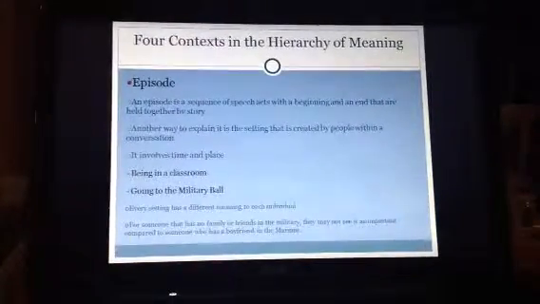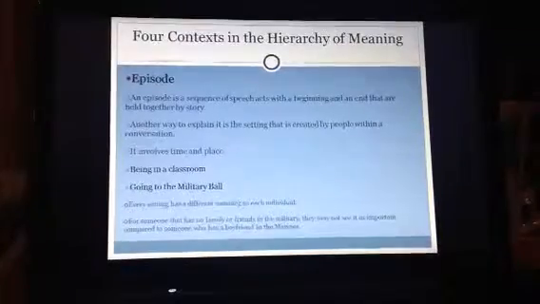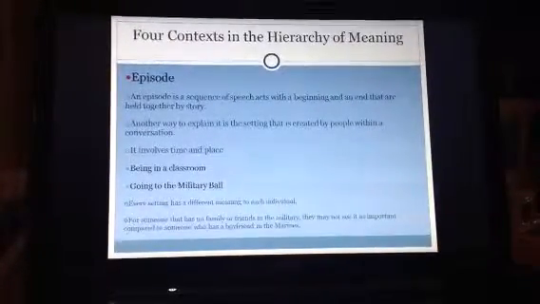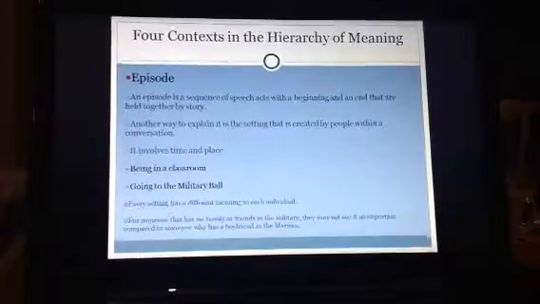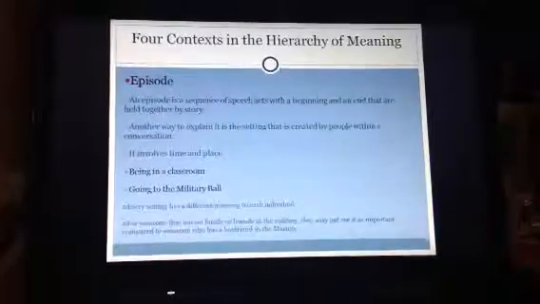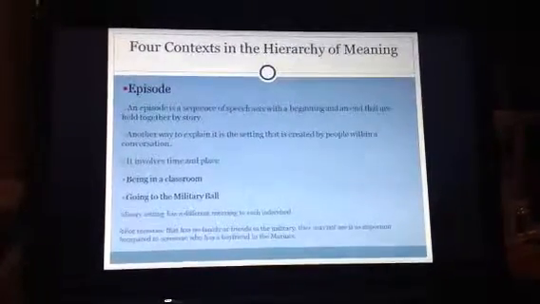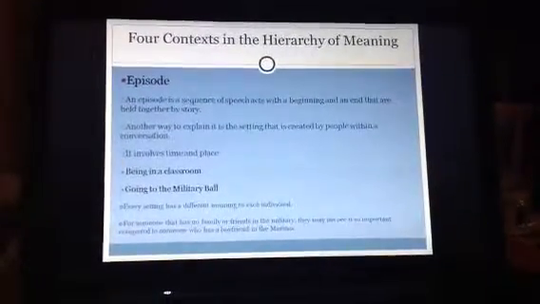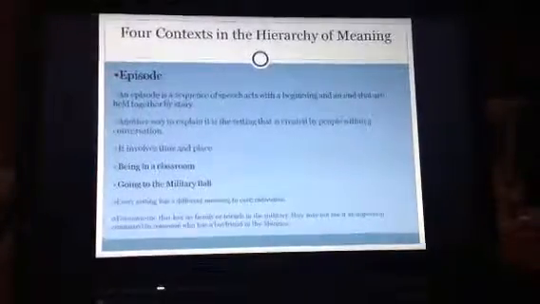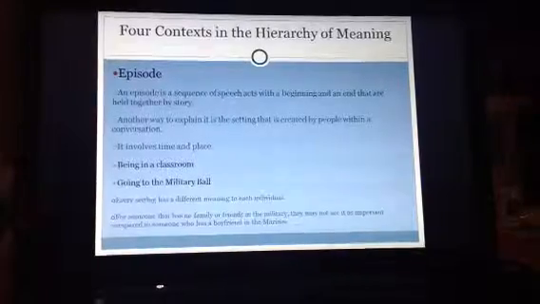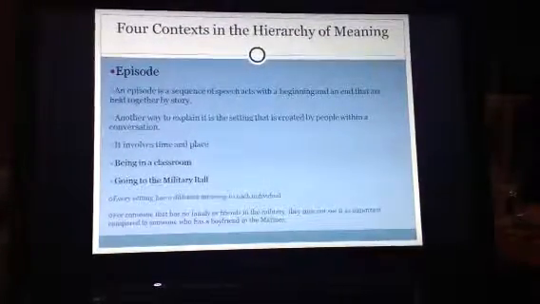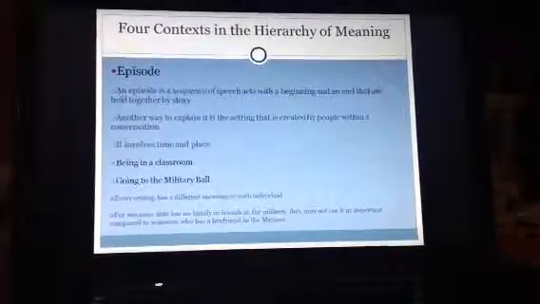The episode is a sequence of speech acts, which has a beginning and an end, that are held together by a story. Another way to explain it is that it's just a setting that is created by the people within the conversation. It involves a time and place, like being in a classroom or going to a military ball. Every setting has a different meaning to each individual, and someone that has no family or friends in the military may not see it as important compared to somebody who has a boyfriend in the Marines.